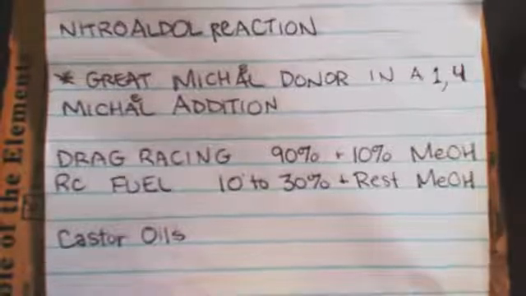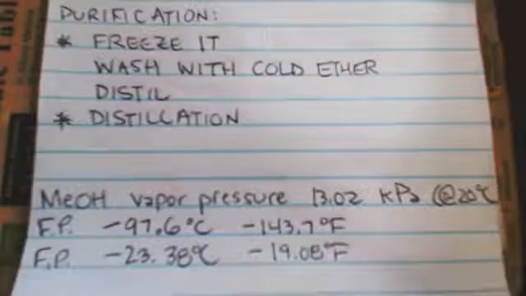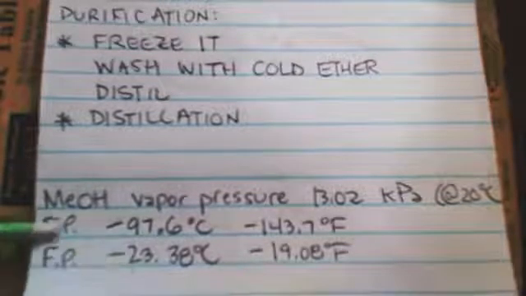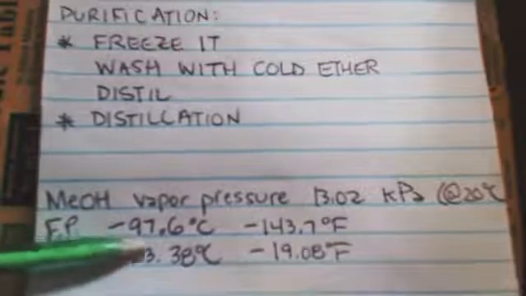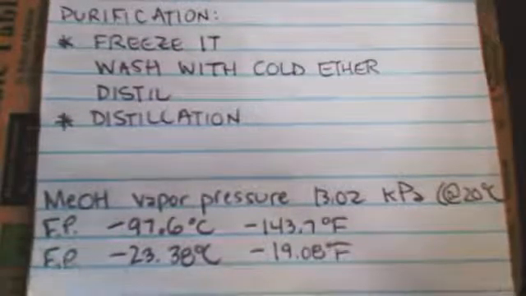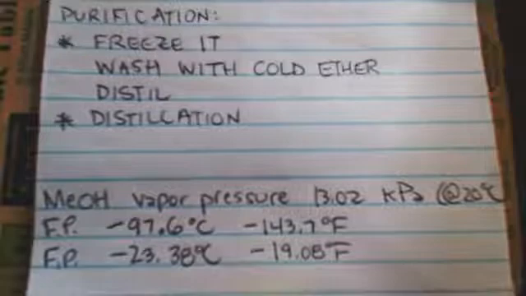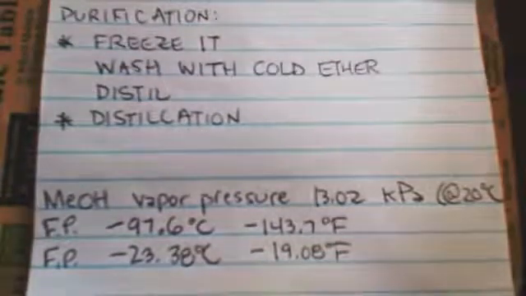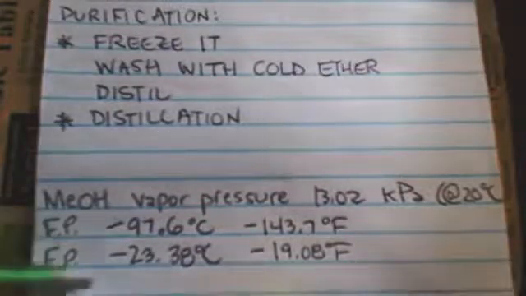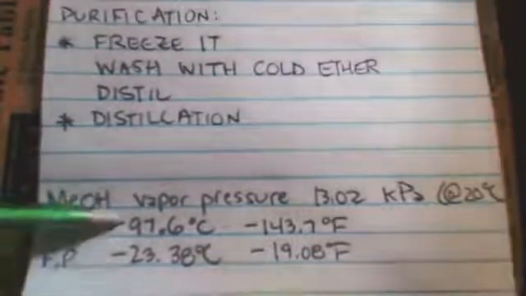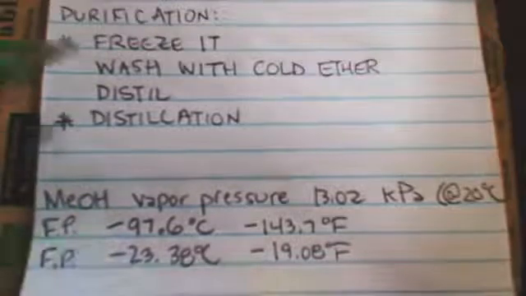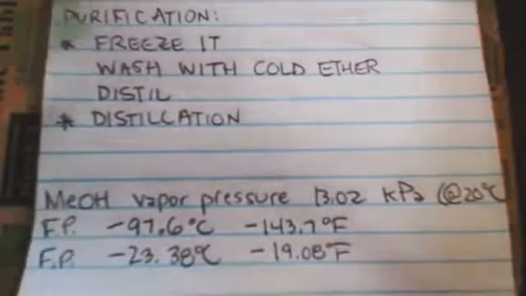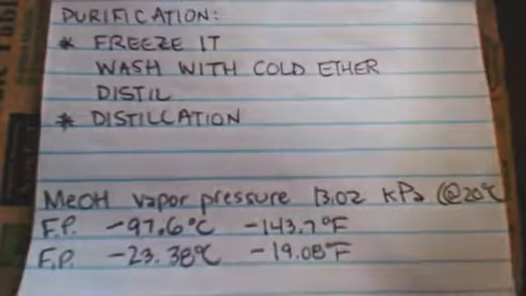Now, purification: it freezes right here. Look down here. It freezes at minus 23 Celsius. Now, the freezing point of methanol is minus 97 Celsius. So if you took it down, you got some dry ice and made an ice bath that went down to, say, minus 80 degrees Celsius, right? This will freeze out. This will not. And then you can filter it, wash it with cold ether, and then you'd be left with your nitro and your ether, which you can easily separate by distillation.